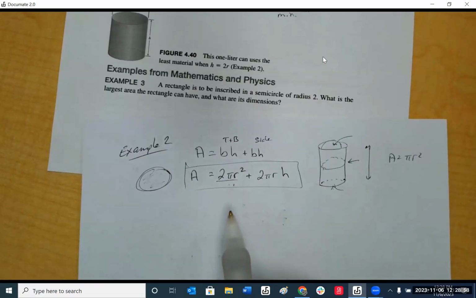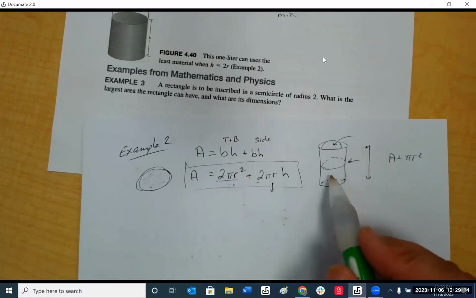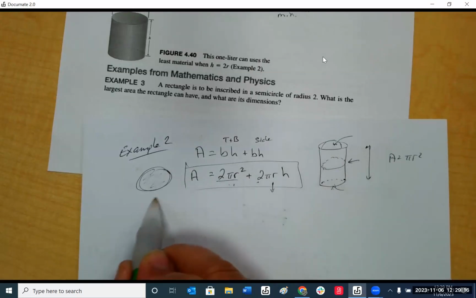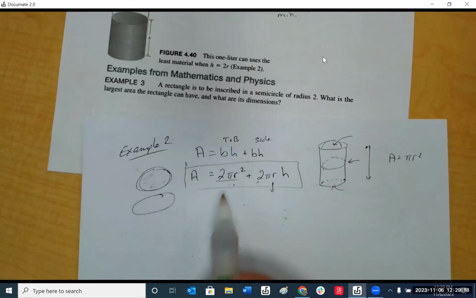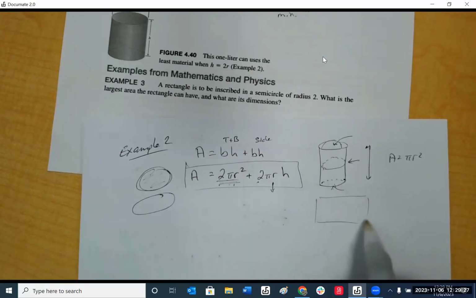And so we're adding that 2 pi r h, because that's going to give us the side. This is the circumference of the side, because we have the lid and the base. That's what this one is, the 2 pi r squared. And we have the 2 pi r h. That's the sheet that's going to fold to make the side of the can.